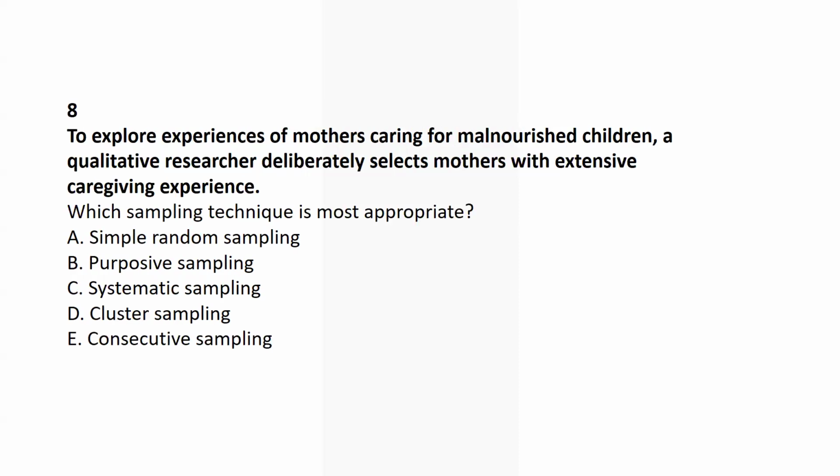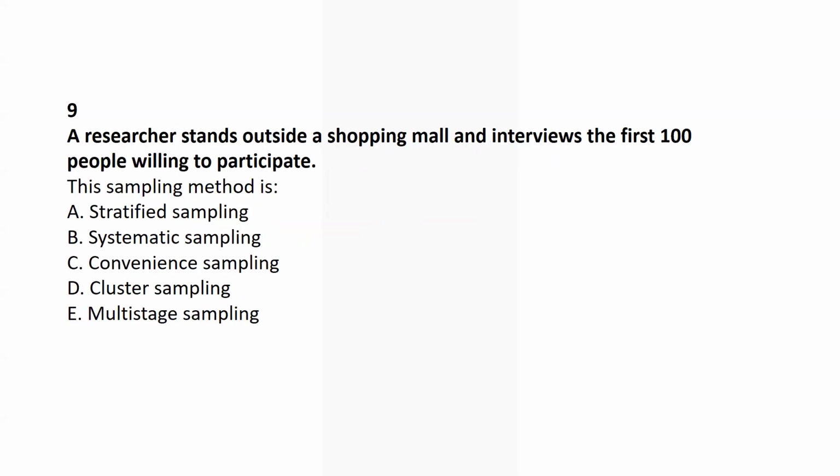Question number eight: to explore experiences of mothers caring for malnourished children, a qualitative researcher deliberately selects mothers with extensive caregiving experience. Which method is this? Option A, simple random; B, purposive; C, systematic; D, cluster; and E, consecutive sampling. B, purposive. Yes, purposive.